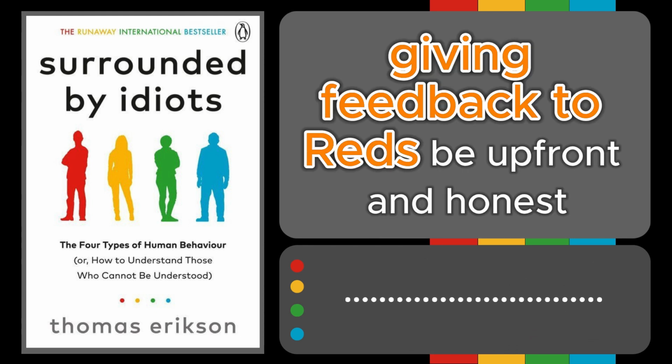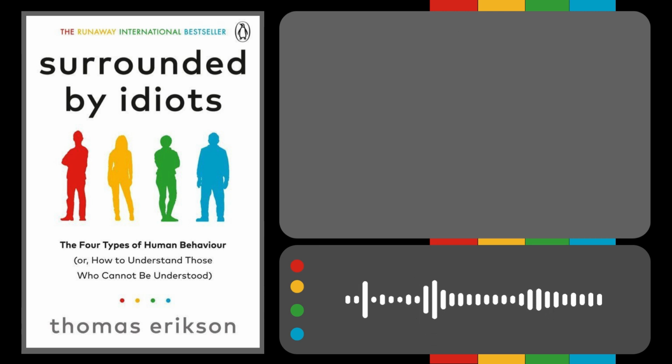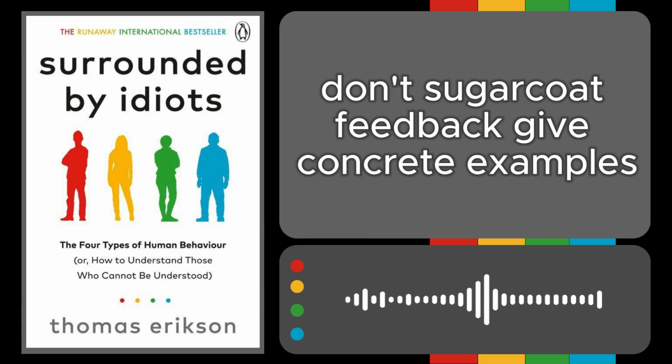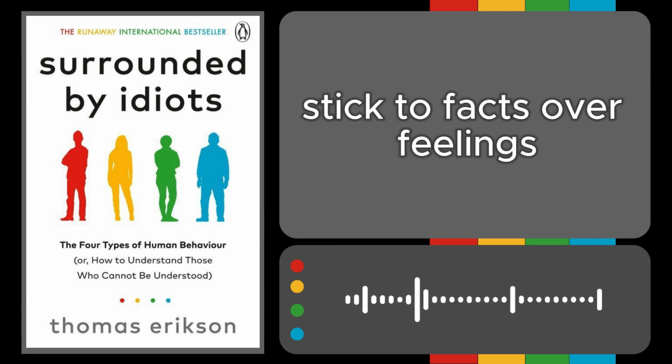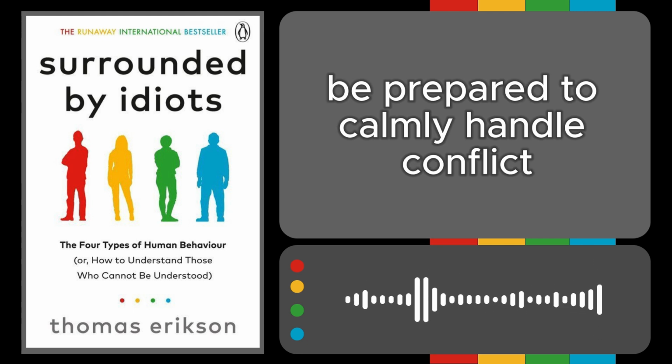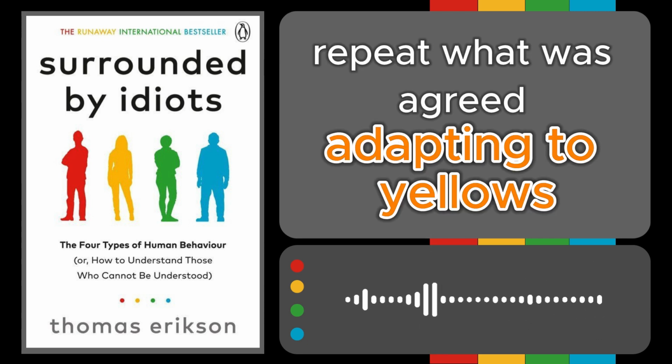Giving feedback to reds. Be upfront and honest. Don't sugarcoat feedback. Give concrete examples. Stick to facts over feelings. Be prepared to calmly handle conflict. Repeat what was agreed. Adapting to yellows.